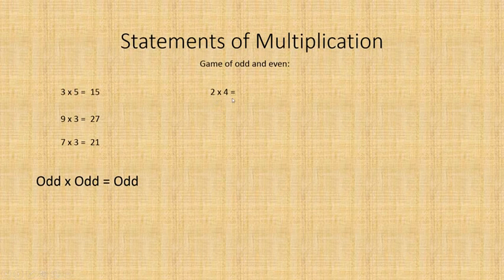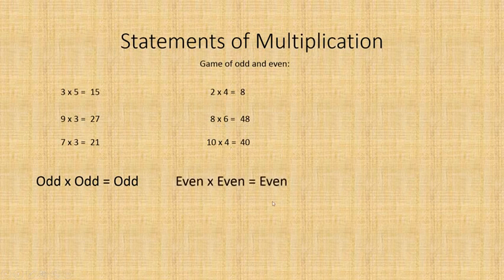And let's go for the second part here, second case. 2 times 4, it's going to equal 8. And 8 times 6, it's going to equal 48. And 10 times 4 is going to equal 40. So I need somebody to just try to figure out the rule, please. So let's try together. Here it's even, and here's even, so the answer is even. So even times even, it's going to equal an even number.